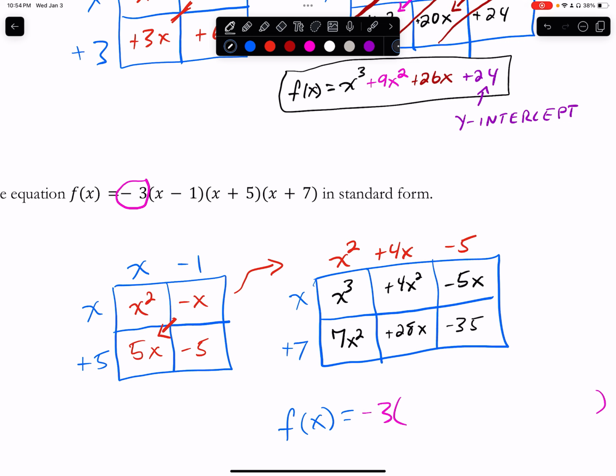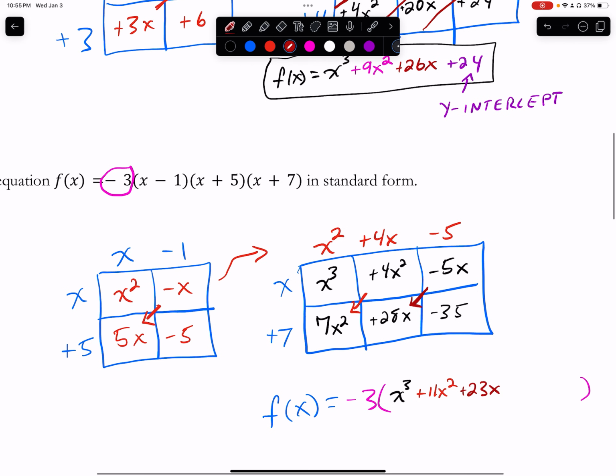So there we go. Now we're trying to fill in our diagonals here. Right, so with our diagonals, the first one we're going to get x to the third is just going to be by themselves right there. And then I look at this diagonal, and I've got 7x squared plus 4x squared is plus 11x squared. And then I've got -5x and positive 28x, which will give us plus 23x. And then again, the constant is -35. So I'm just going to write this -35 all by themselves.